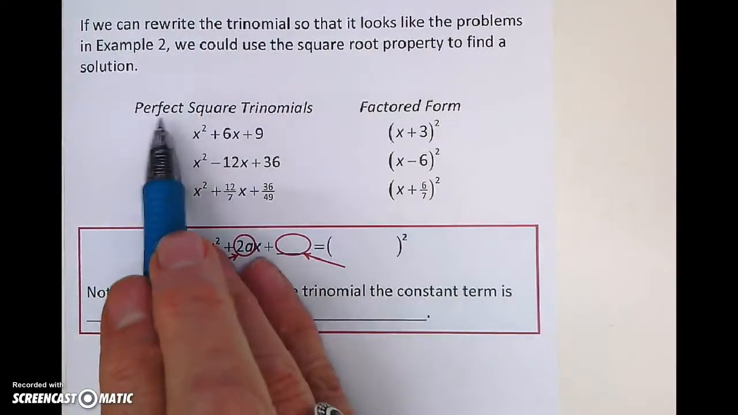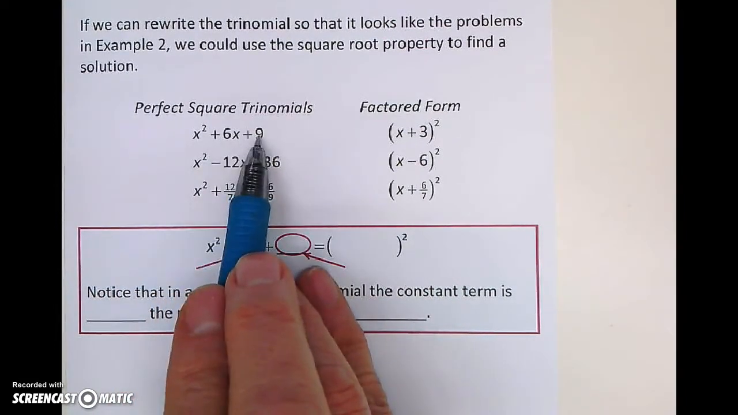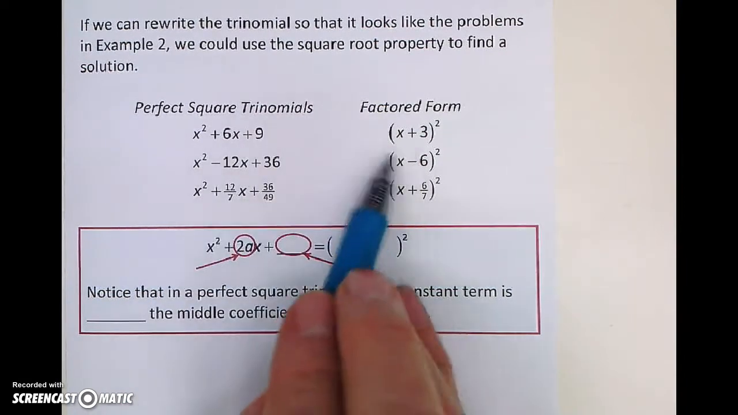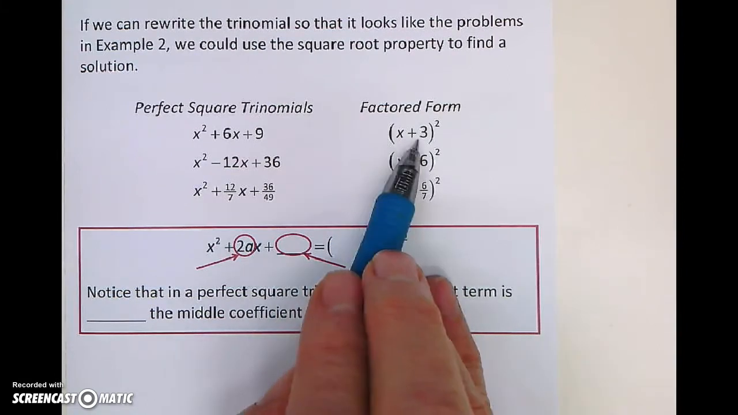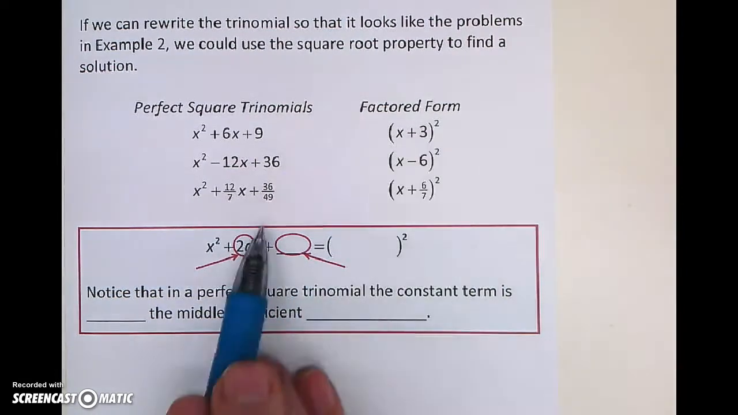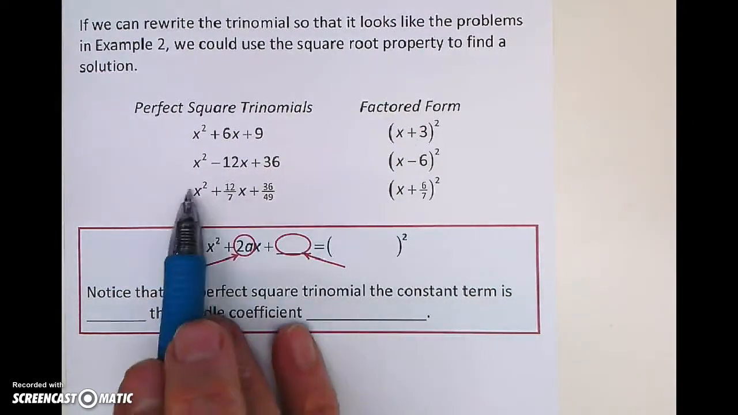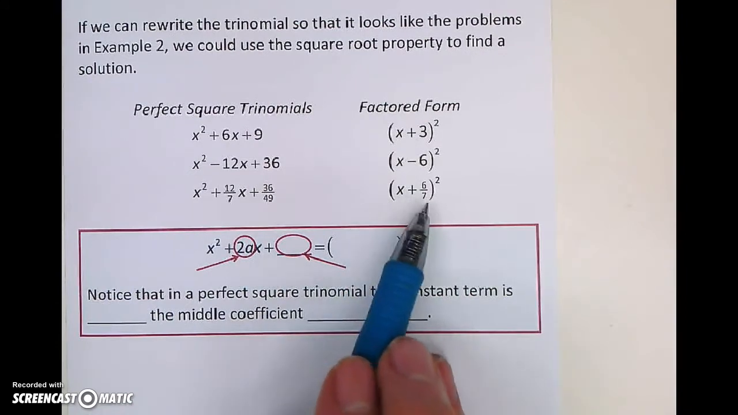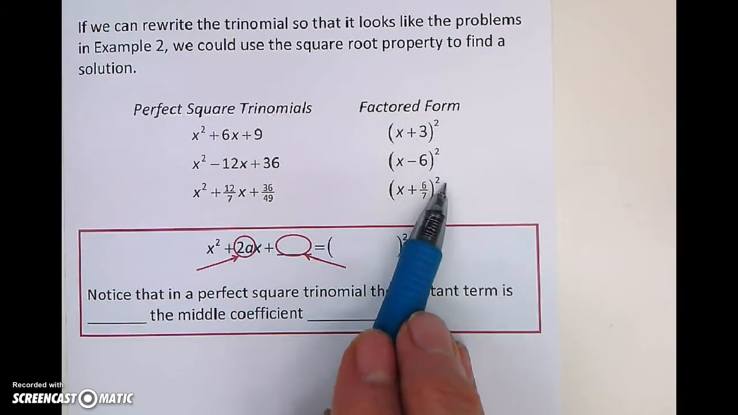So let's take a look. Perfect square trinomials are trinomials that look like this. When I factor them, two numbers that multiply to be 9 and add to be 6 would be both 3s. It factors to be x plus 3 times x plus 3, so x plus 3 squared. Same thing here. This is going to factor to be x minus 6 squared. This nasty fraction actually factors to be x plus 6/7 squared.